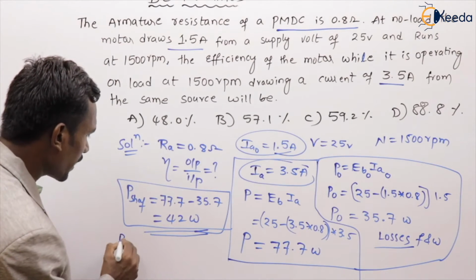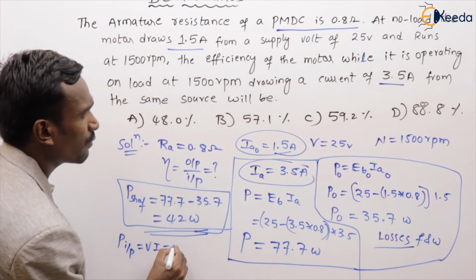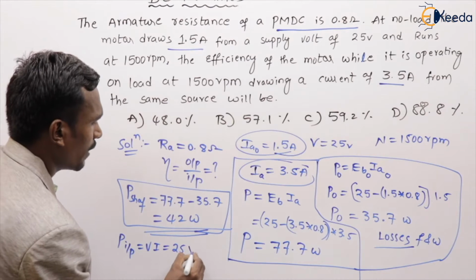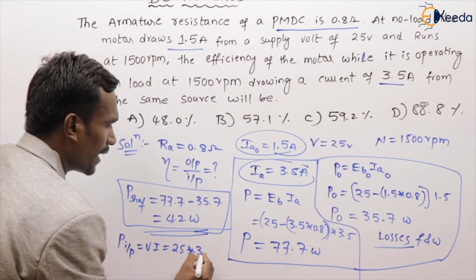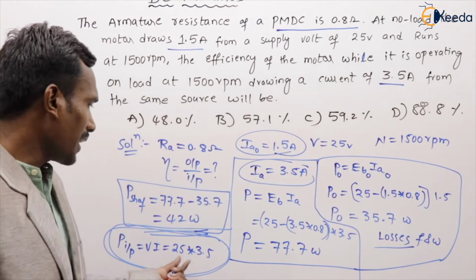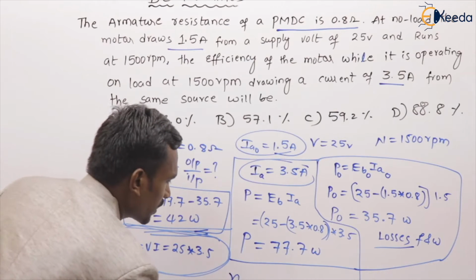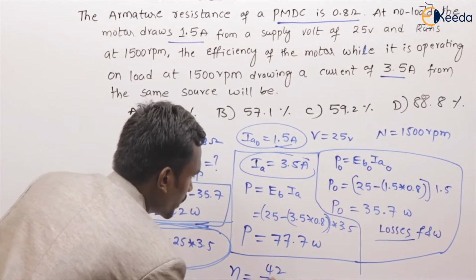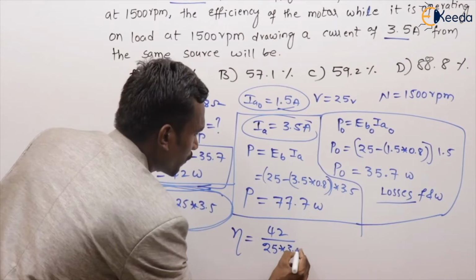Then what is power input? Power input is equal to V into I. What is V? 25. What is I? 3.5. This is actually the power input and this is the power output. Now, efficiency is equal to 42 divided by 25 into 3.5.